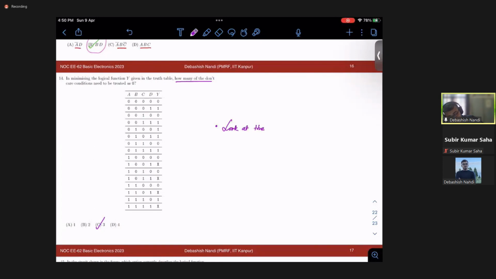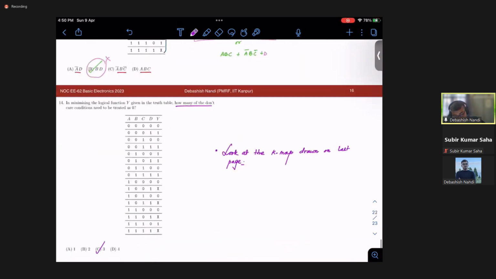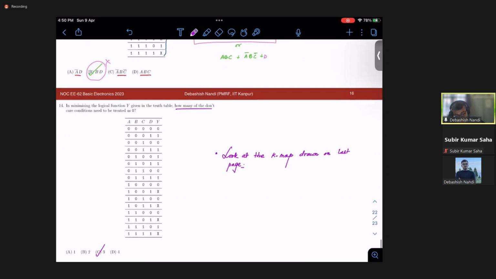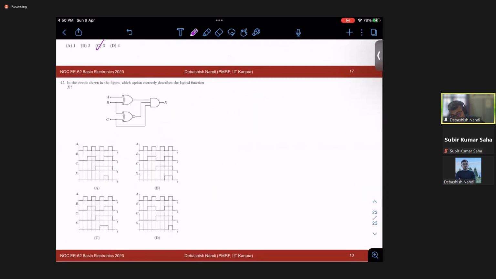Look at the K map drawn on last page. Okay. So 0x 0x 0x 0x and 0x 1x 0x 1x. So this is how far it goes. And this is the last problem we'll discuss today. And that is in the circuit shown in the figure, which option correctly describes the logical function.